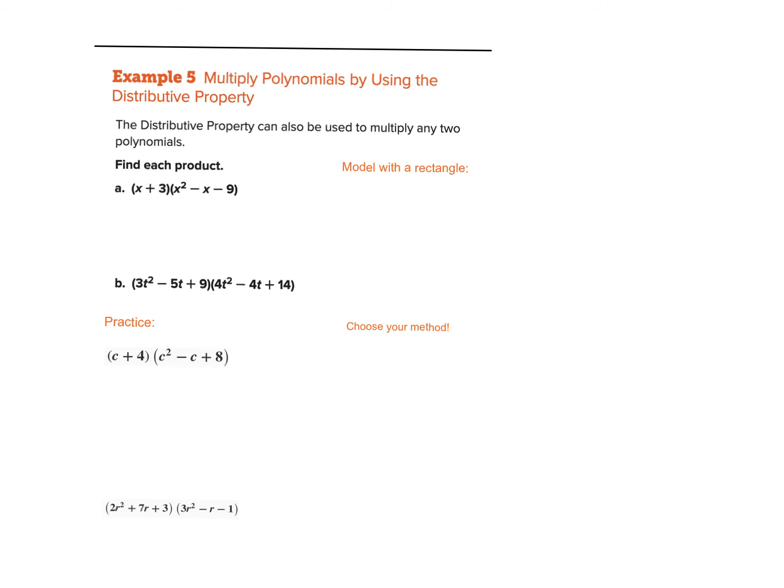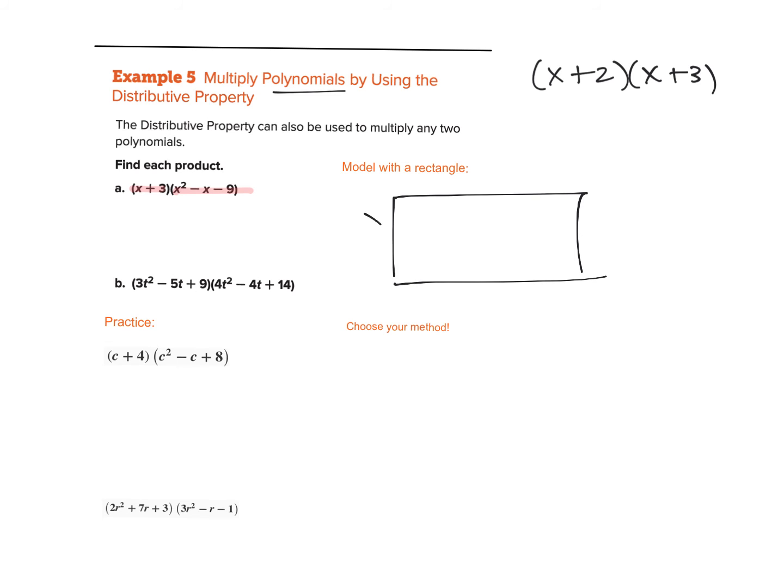All right, so the last thing I want to show you guys is, what if you're multiplying just other polynomials? So not just a binomial times a binomial. What if you're doing, like if you look at this first one, a binomial times a trinomial? Okay, so two ways you could do it. You could model with a rectangle. So this one, if I was doing it, I could say, okay, I have x plus 3, so I need it to be too long. The other one, it's x squared minus x minus 9, so I kind of need it to be like this.